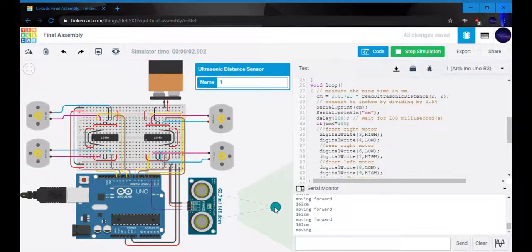When we reduce the distance to less than 100 centimeters, the machine starts digging and the front motors change their direction. The right side front motor starts moving in the clockwise direction and the left side front motor starts moving in the anti-clockwise direction. The direction of the diagonal motors is the same. This and this move in the clockwise direction and this one in the anti-clockwise direction.